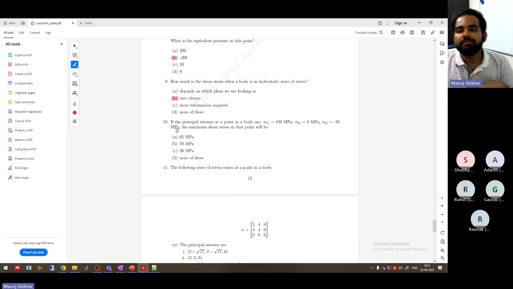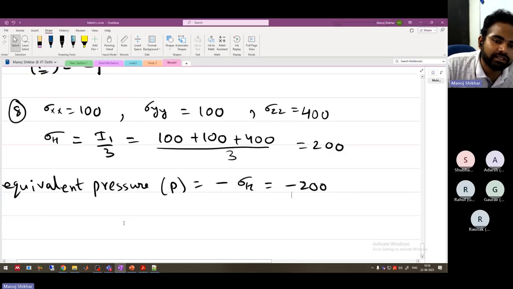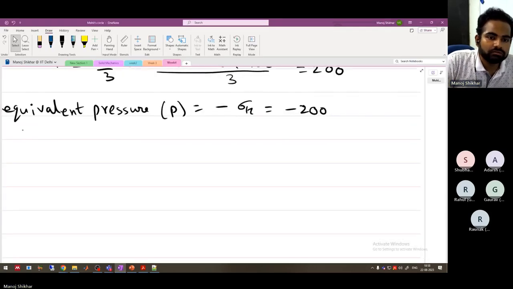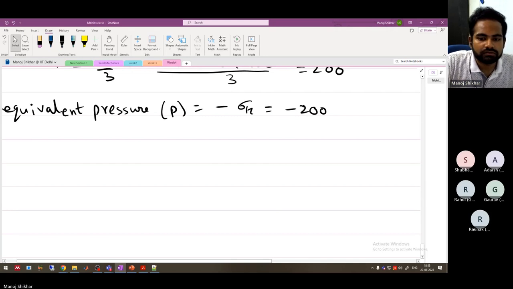Question 10. If the principal stresses at a point in a body are sigma 1 equal to 100 MPa, sigma 2 equal to 0 MPa, and sigma 3 equal to minus 30 MPa, the maximum shear stress at a point will be. So there are many ways to solve this problem, and the easiest way is to just use the formula. So, sorry, this is question 10.